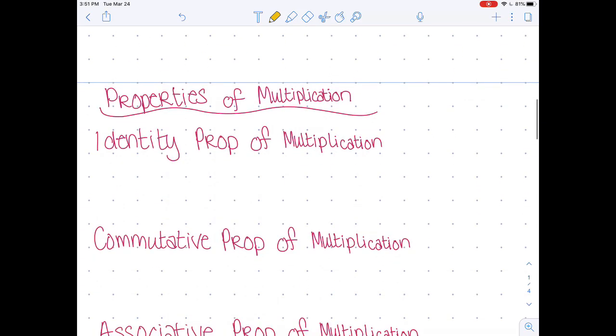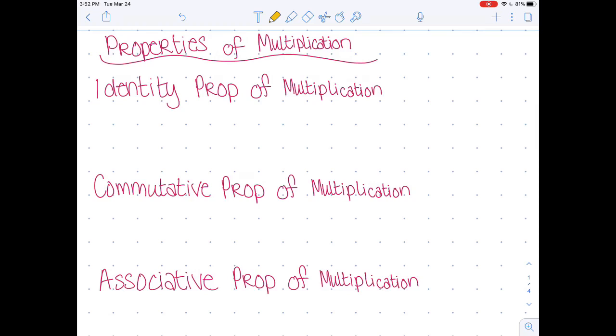Okay, let's talk about properties of multiplication. Let's start with the identity property in multiplication. This one is a little different. It uses a different number instead of 0, because if we did any number times 0, we would get 0. So the identity property in multiplication looks like if I have any number a times 1, I get the same number back. An example of this would be 5 times 1 gets me 5. So the identity property of multiplication is multiplying by 1.